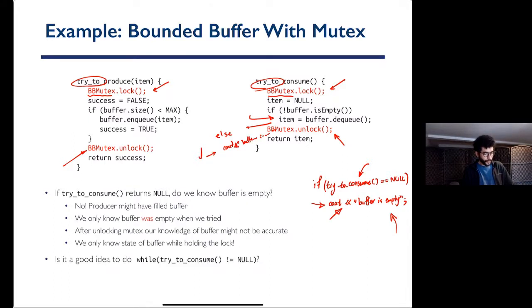So is it a good idea to have this while try to consume equals null, not equal null in our code? Let's say you actually want to consume the item. You're waiting for this to return. Can I just put this try to consume in a while loop, and just repeat it again and again and again until it returns something that is not null? This is not a good idea.